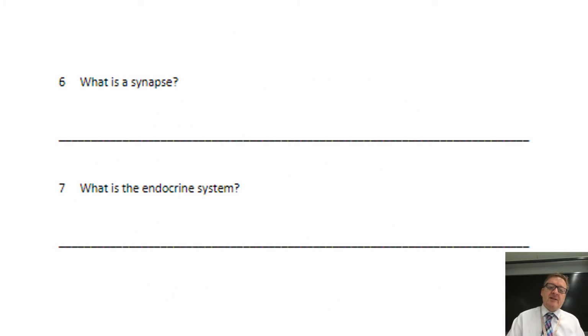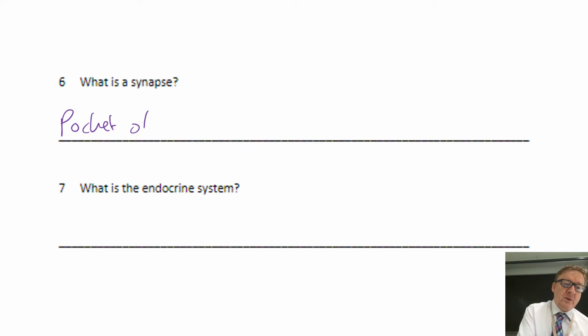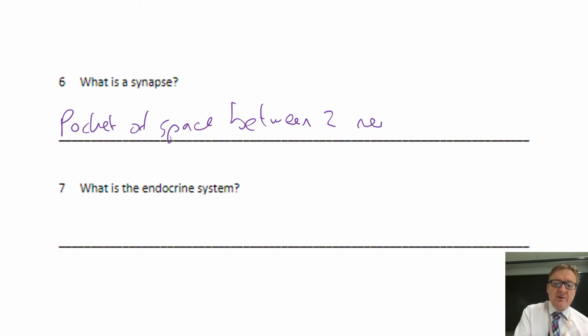Now, question number 6, this is then going back to our relay neuron. What is a synapse? A synapse is a bit like a pocket of space between two nerve cells. Right, now that is a very, very simplified version of what a synapse is.